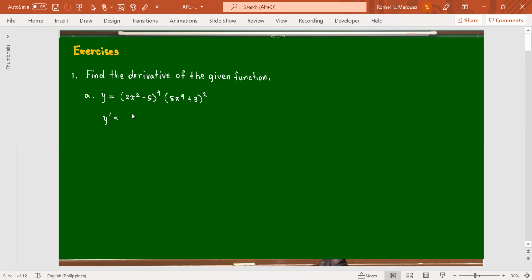So differentiation using the product rule, we have the first, derivative of the second, plus the second, derivative of the first. Check what I am writing, guys. So copy.